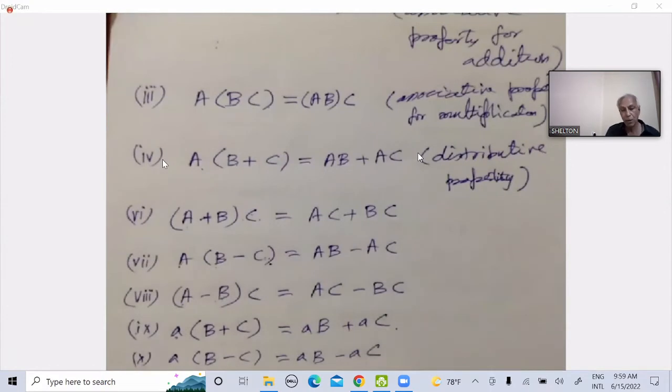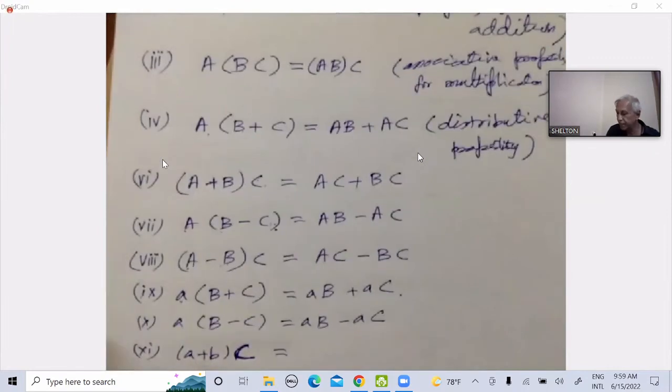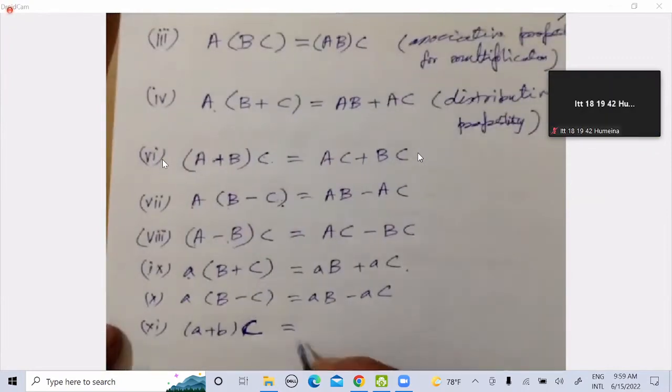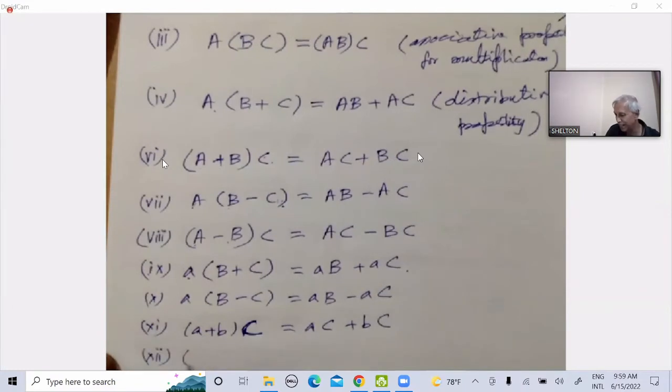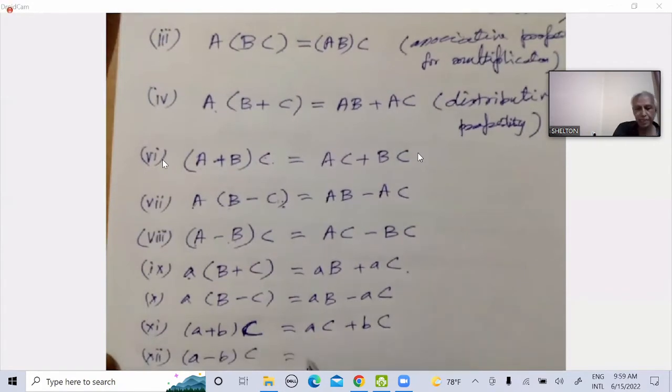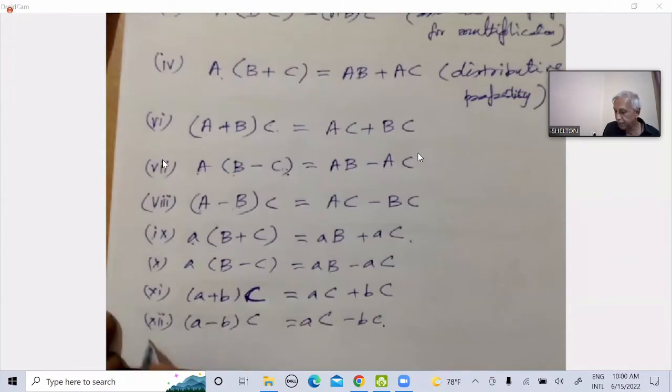Then (A plus B) times C, capital C, equals what is the answer? A and B are numbers. A times C plus B times C. (A minus B) times C is again true. AC minus BC. This is 12, 13.